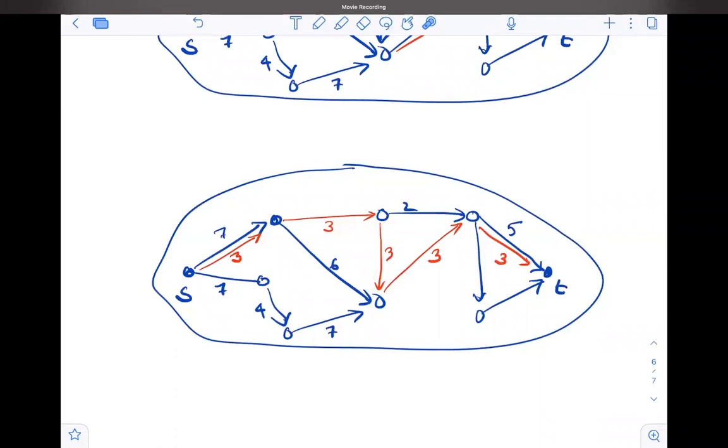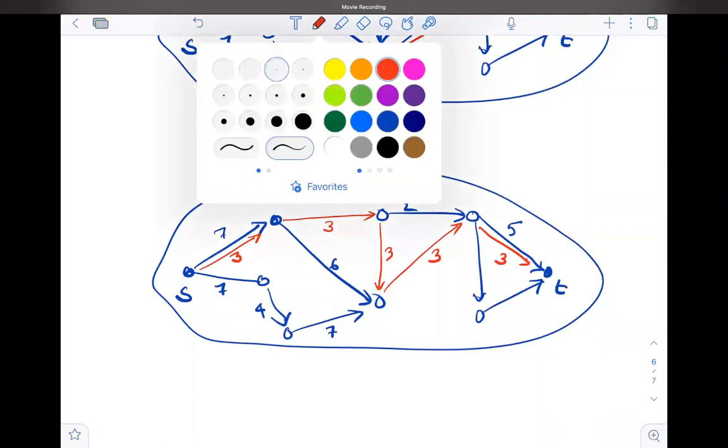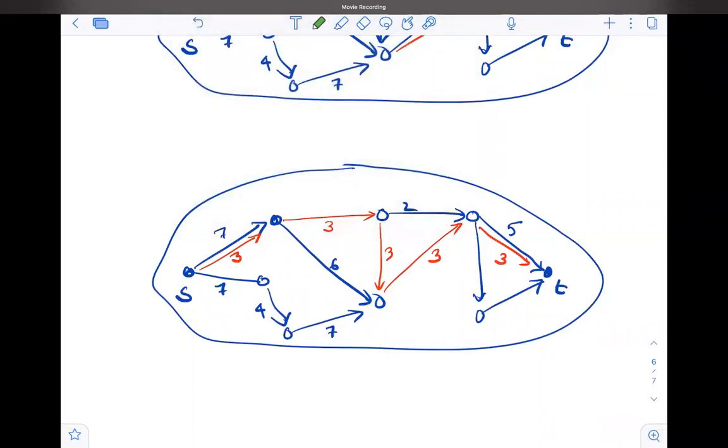Why not? Let's see what happens. If I decide to pass 2 units here, say I push 2 units back, I will end up using this one to send 2 units and this one to send another 2 units. What is the effective thing that can happen? Let's see. This edge is fine. This edge has 2 units, this edge has 2 units, this edge has 2 units.